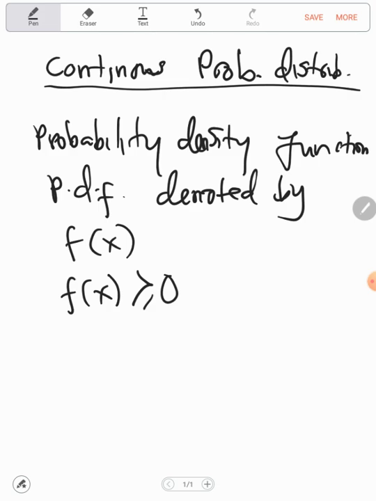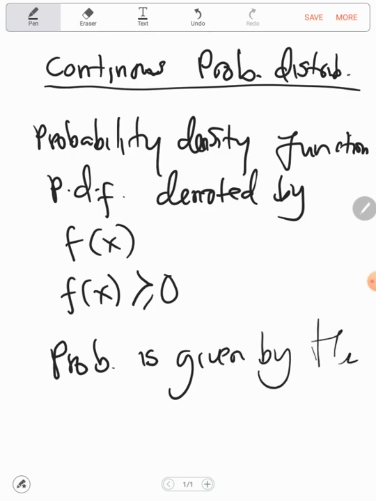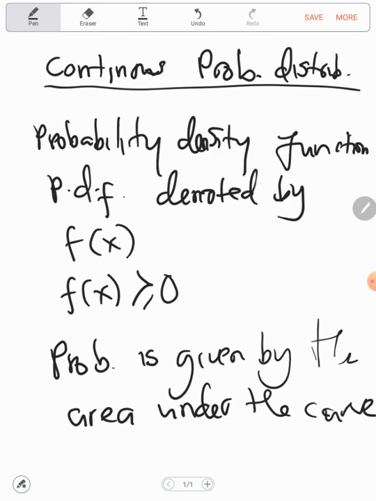Okay, so the probability given a PDF is given by the area under the curve. So the area under the curve gives you the probability.